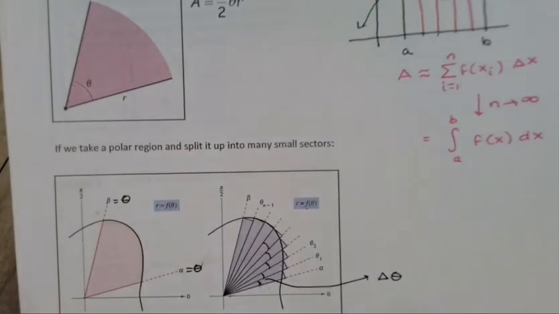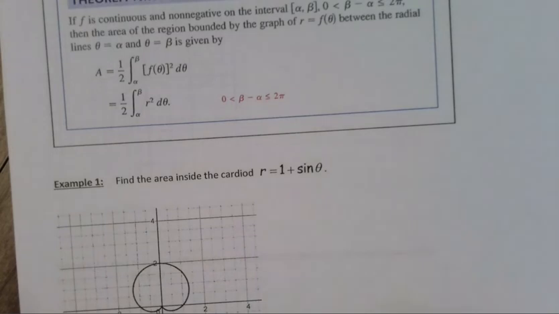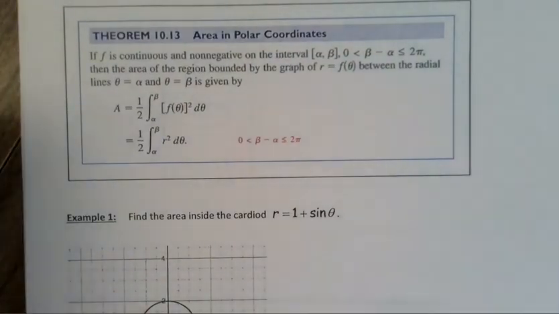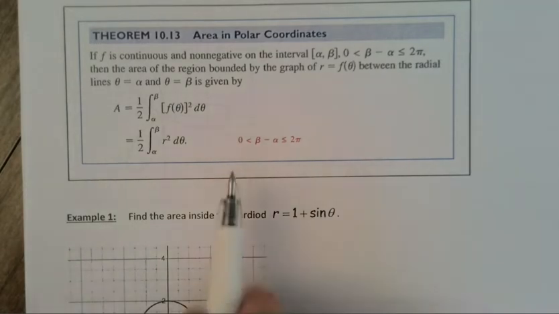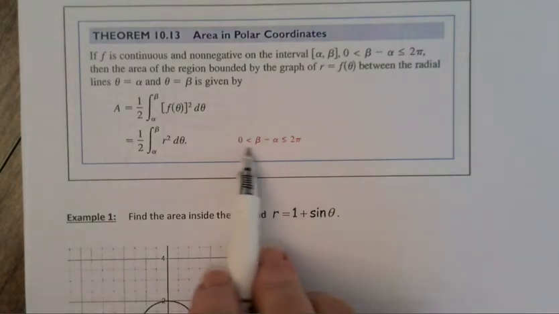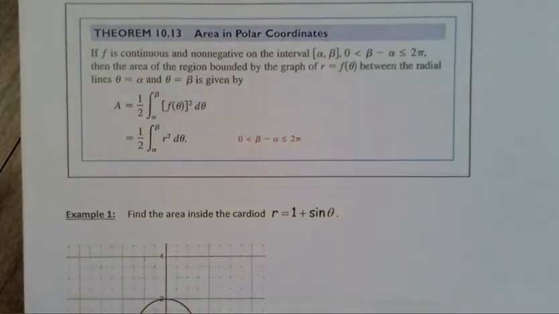And so there's a formula for finding the area bounded by a polar curve between two specific theta values, alpha and beta. That is stated as a theorem here at the top of the next page. Nothing new. This is just exactly what we just talked about. The only condition here is we do want to have beta minus alpha be between 0 and 2 pi. This won't work if we're going around more than once.